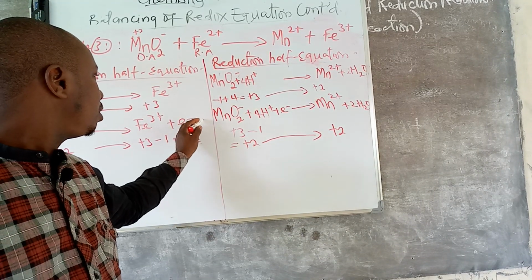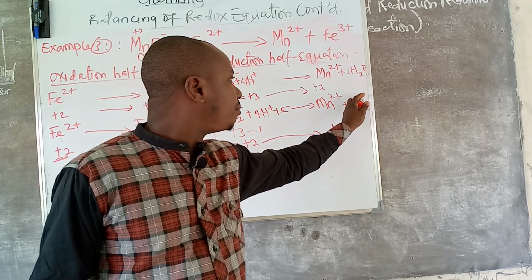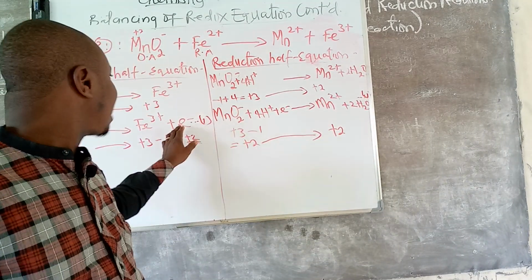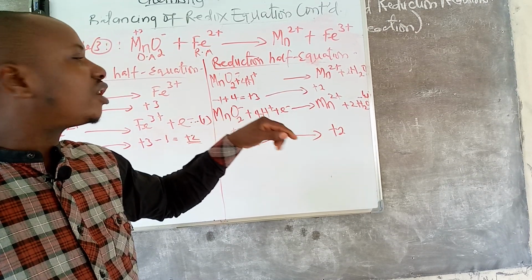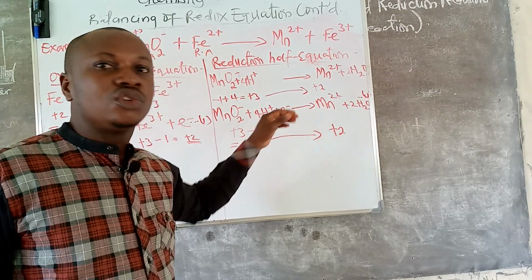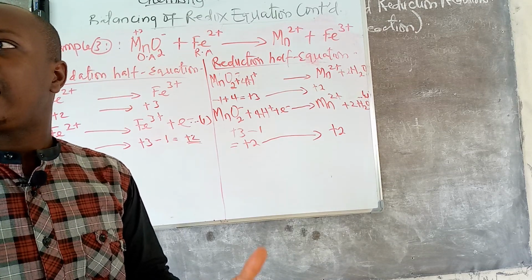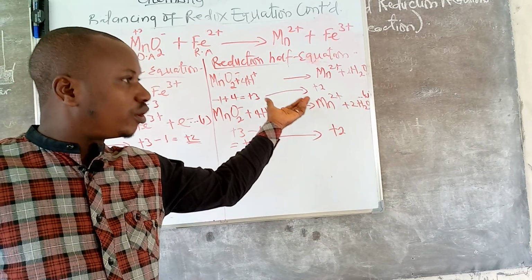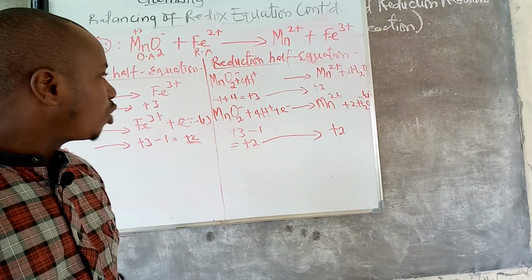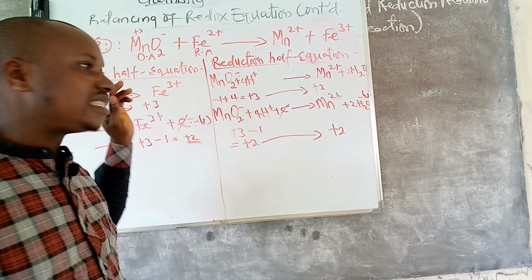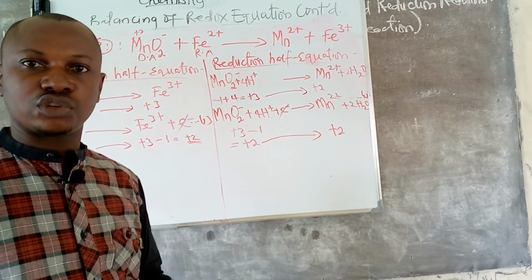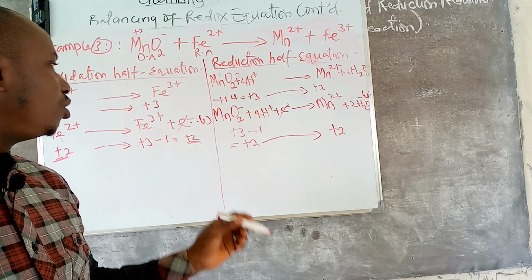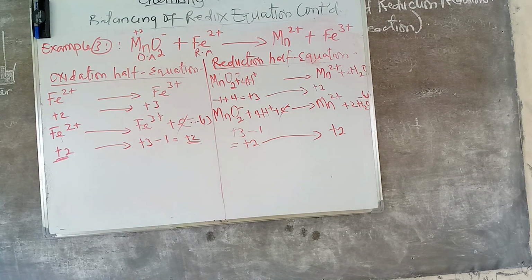Now, the next thing for you to do is to consider the number of electrons on both half equations. Remember, this one will form equation 1, while this one will form equation 2. So check the number of electrons on equation 1, it is how many? 1 electron. Check the number of electrons in equation 2, it is the same 1 electron. So in this case, we are not going to multiply any of the equations because the number of electrons is already balanced. So what do we do? We cancel them straight away and now combine the two half equations to get our overall redox equation.